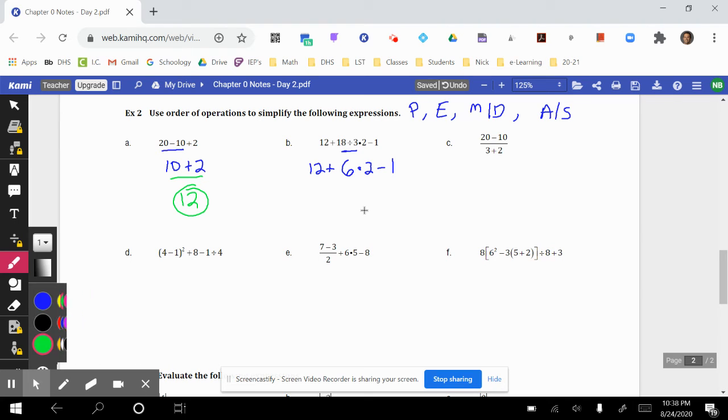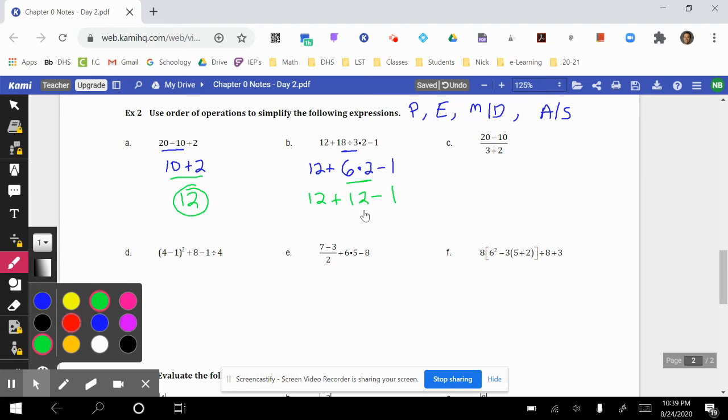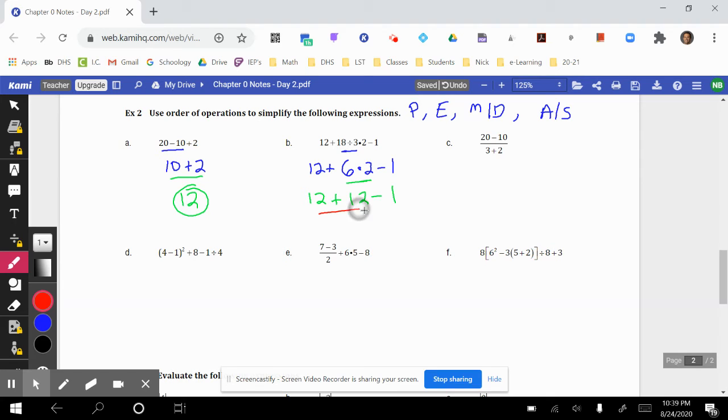All right, now, again, I'm going to work from left to right. I see an addition, a multiplication, and subtraction. I'm going to take care of the multiplication next. 6 times 2 gives me 12. And again, I'm just going to carry everything else down. Now again, I'm working from left to right. I have an addition and subtraction. Of course, I'm going to take care of the addition first because it comes first. So 12 plus 12 is 24. And now I just have 24 minus 1, which gives me 23.